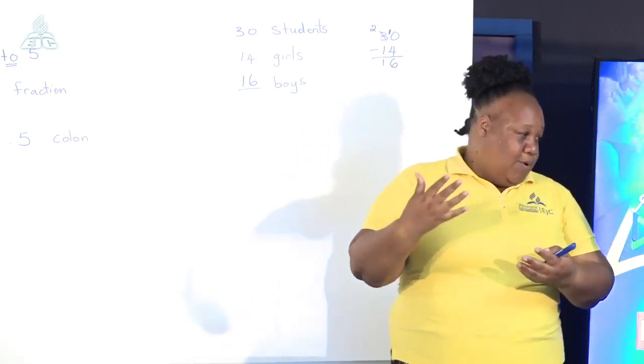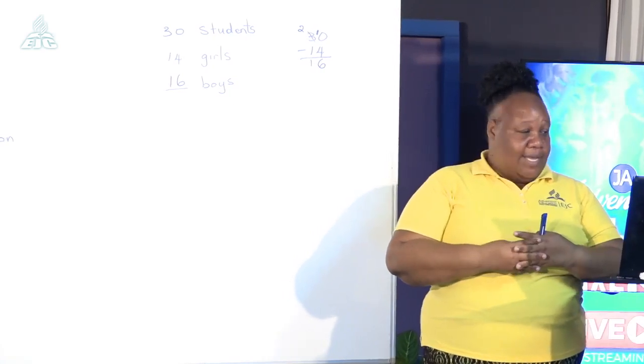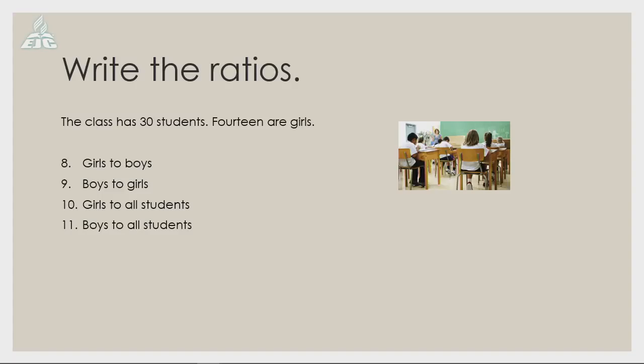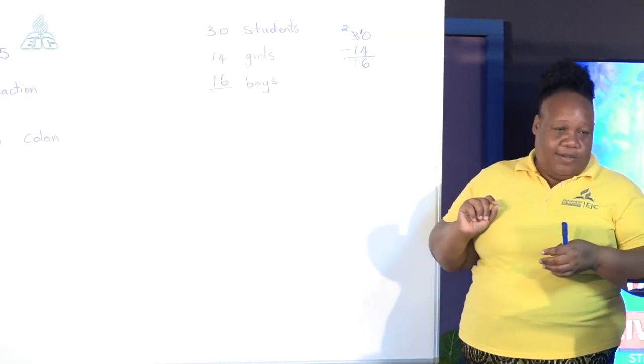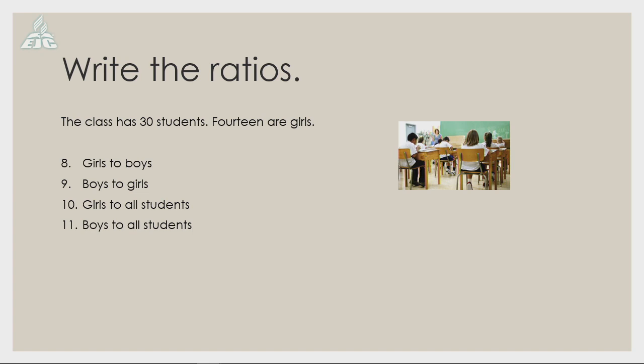So we'll go back to our question. The class has 30 students. That's what we know. The class has how many girls? 14 girls. What we need to know is how many boys. So we work it out, and we got 16 boys. Now we can go on writing our ratio. So they're asking us now to write the ratio girls to boys.